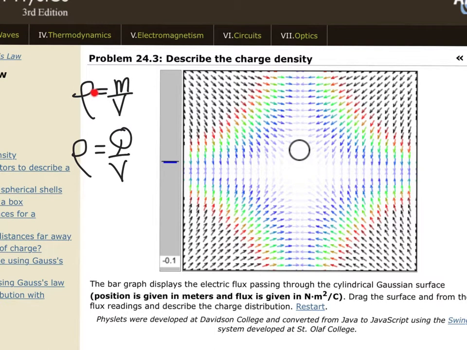is mass density is mass per unit volume. So charge density will be charge per unit volume. It'll be coulombs per meter cubed. And we should think of it so that since the volume of the detector is constant, the charge inside will be proportional to the density wherever you put the detector. Make sure you understand that.